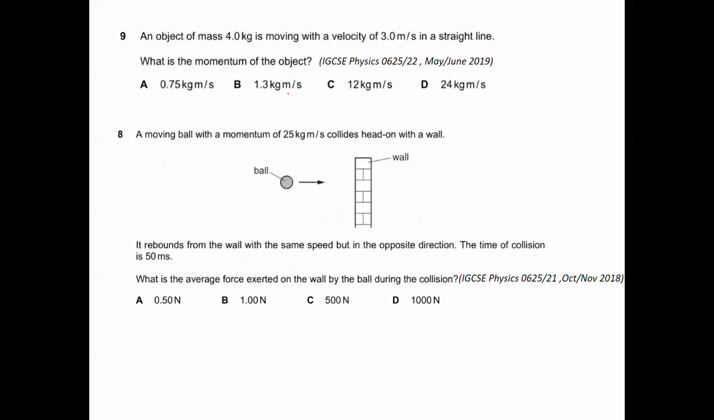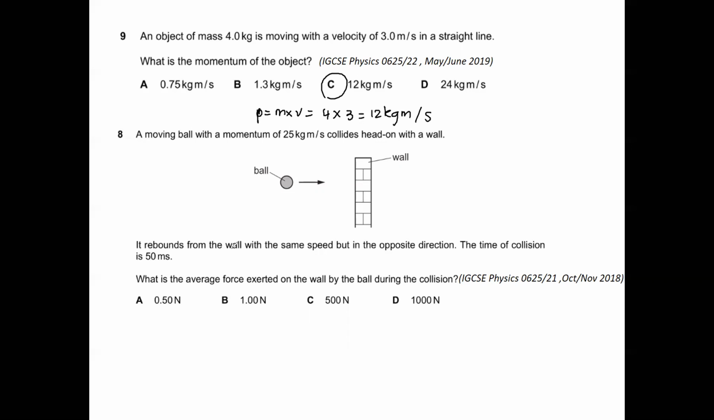And then for the next one, an object of mass 4 kg is moving with a velocity of 3 meters per second in a straight line. What is the momentum of the object? For this one, we just use the formula momentum p equals mass times velocity. We see the units are already in SI units, so we just insert them. The mass is 4 and the velocity is 3, so it becomes 12 kg m/s. So the answer is C.